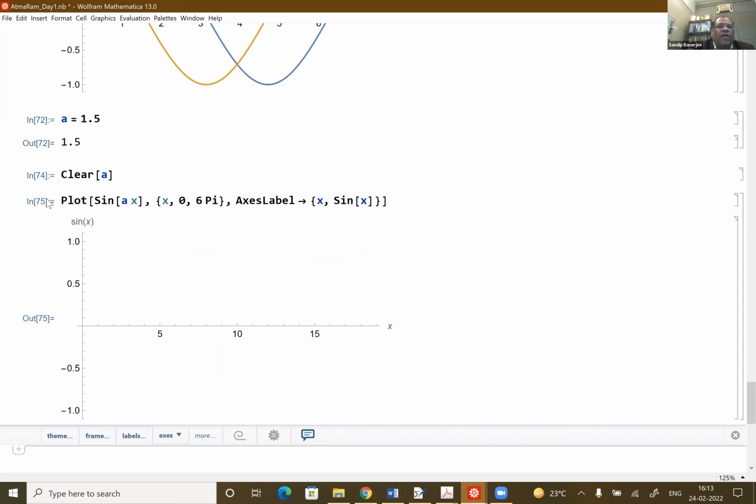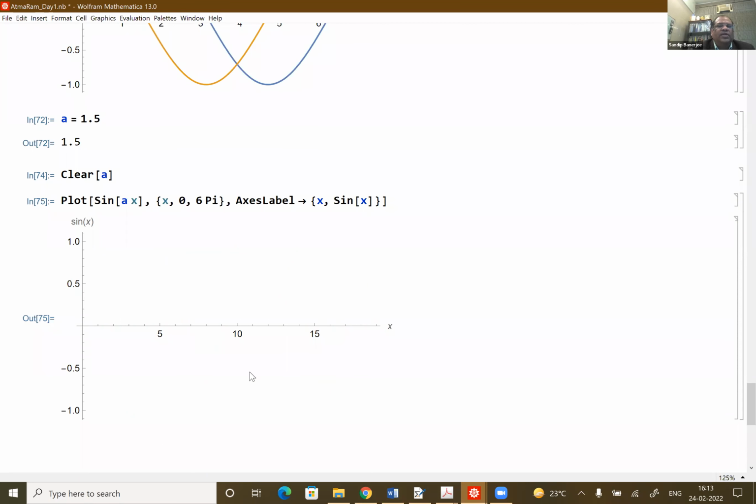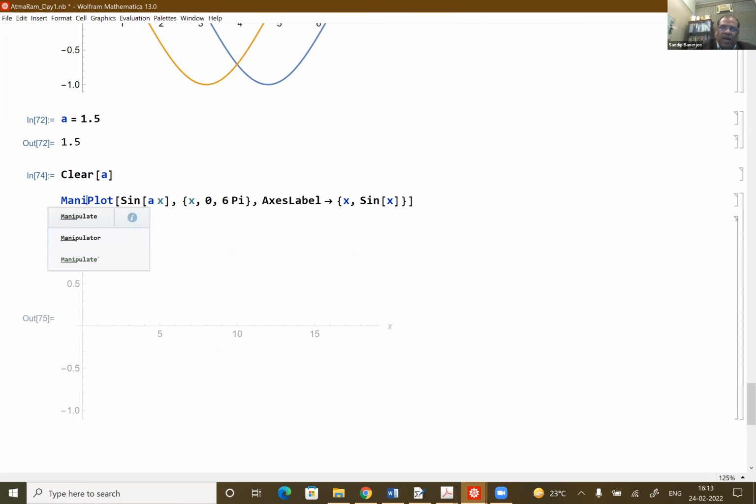Okay, I want to now vary a. So the command for this is Manipulate. Manipulate this whole thing. And now I will put the value of a from, say, 0 to 3.